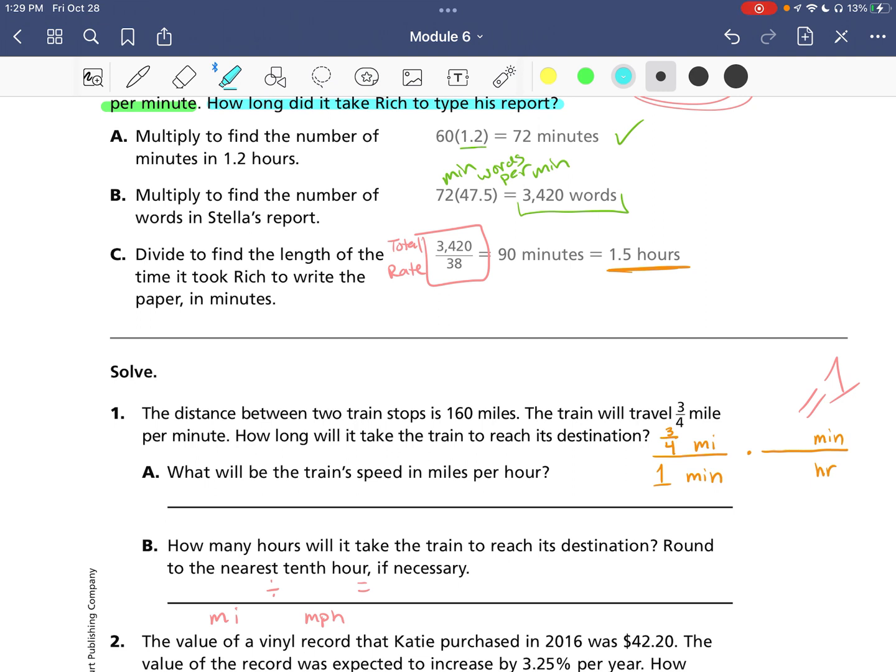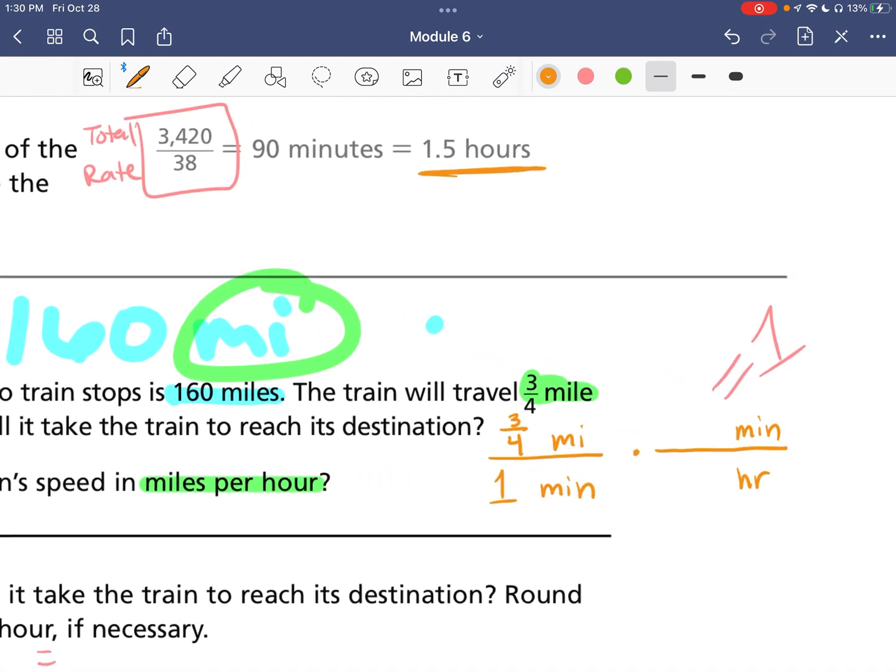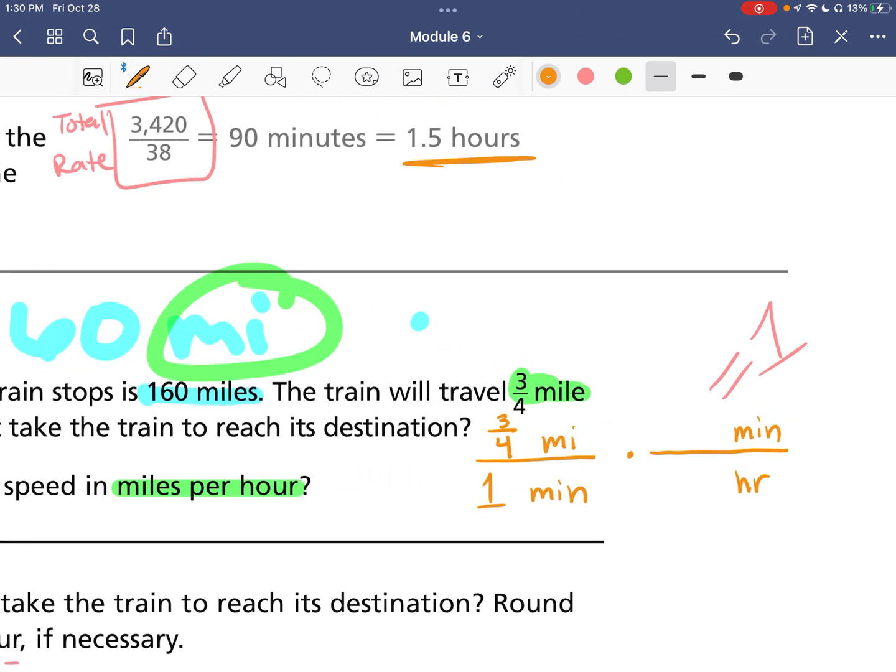We know that there's 160 miles between the two stops, and it's going at a rate of 3/4 of a mile per minute. But since we're talking in miles here, we need our rate to be in miles per hour. Okay, again, answering the right question. So we have a rate of 3/4 of a mile per 1 minute.